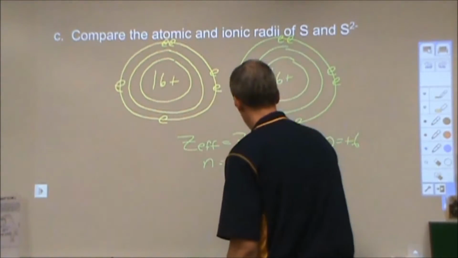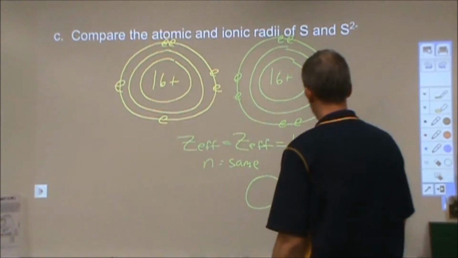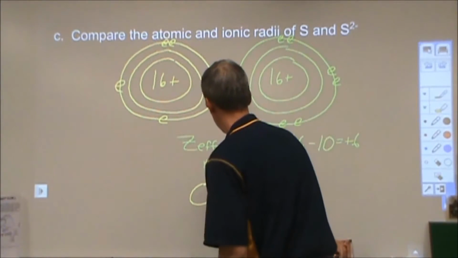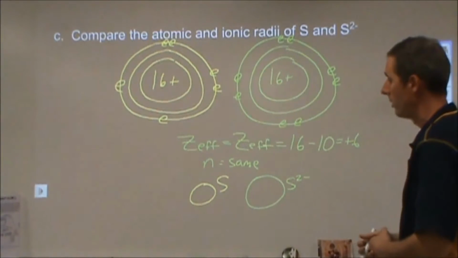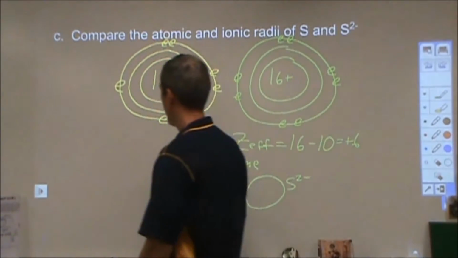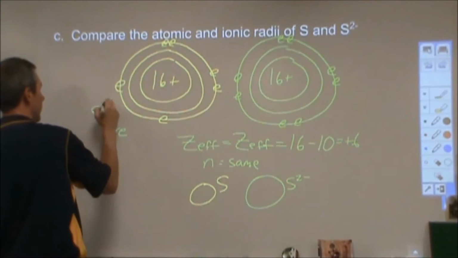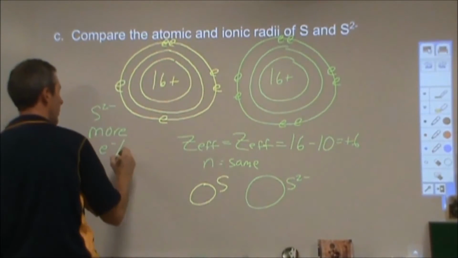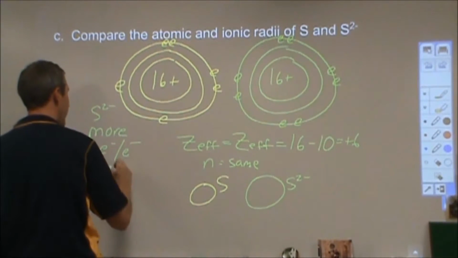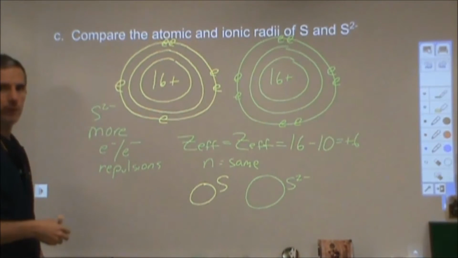So if we were to draw this, we would expect sulfide to be larger. And the explanation for that is just merely that there are more electrons. So sulfide has more electron-electron repulsions would be the way that we would explain why sulfide is bigger than sulfur.